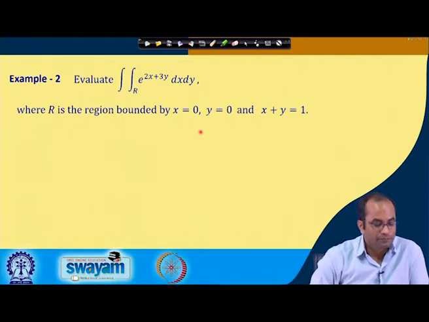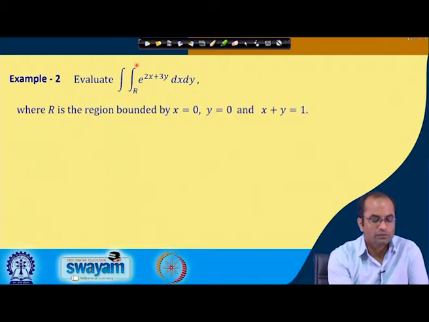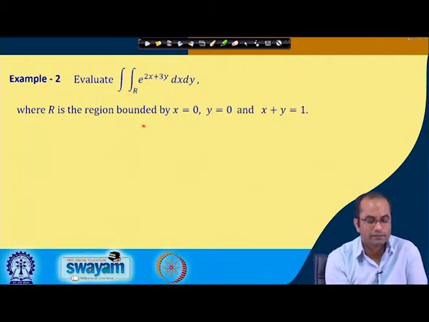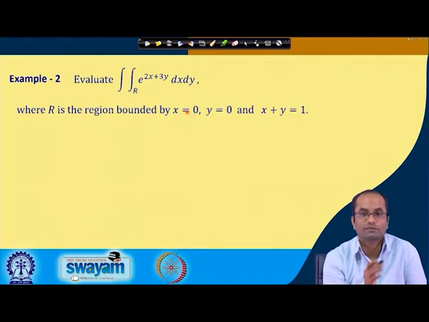So, one more example here, we want to evaluate now e power 2x plus 3y over this region R, and R is the region bounded by the x axis. So, x is equal to 0, that means the y axis, y is equal to 0, we have the x axis, and then there is a line x plus y is equal to 1.